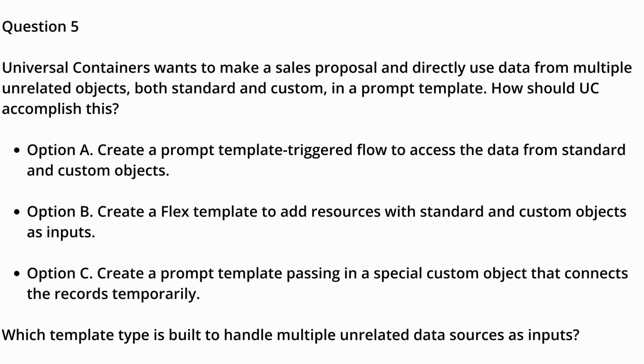Question 5. Universal Containers wants to make a sales proposal and directly use data from multiple unrelated objects, both standard and custom, in a prompt template. How should UC accomplish this? Option A. Create a prompt template-triggered flow to access the data from standard and custom objects. Option B. Create a flex template to add resources with standard and custom objects as inputs. Option C. Create a prompt template passing in a special custom object that connects the records temporarily. Which template type is built to handle multiple unrelated data sources as inputs?